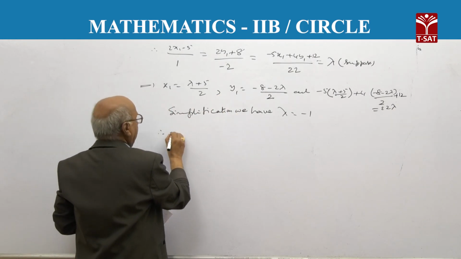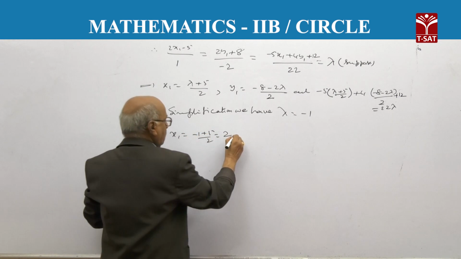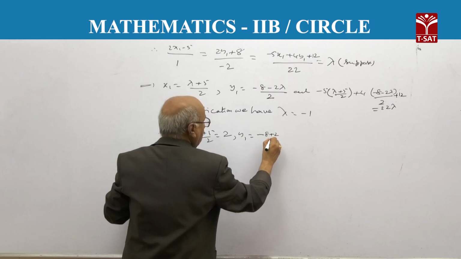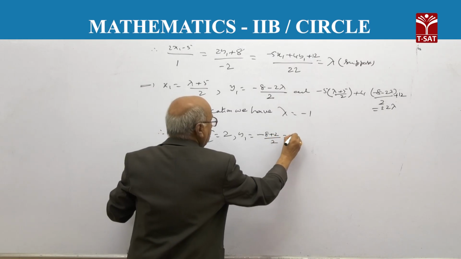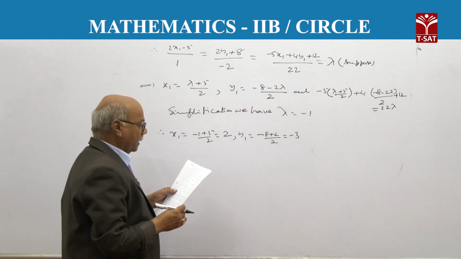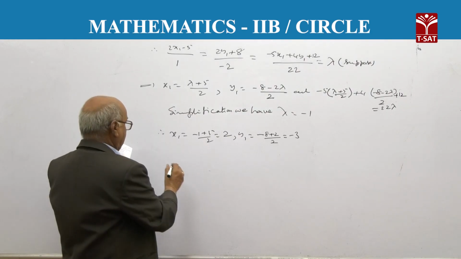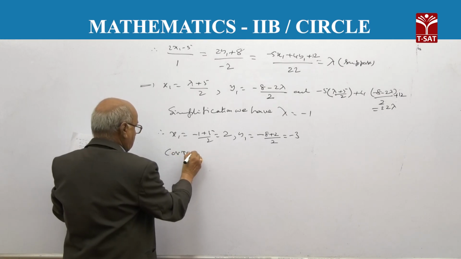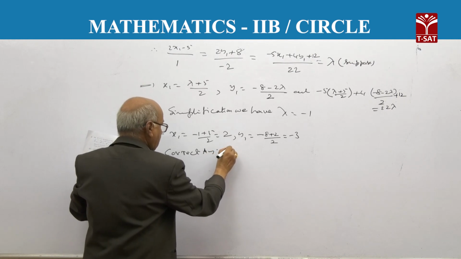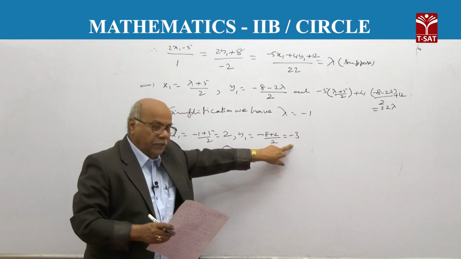So, therefore, x1 is equal to (minus 1 plus 5) by 2 which is equal to 2 and y1 is equal to (minus 8 plus 2) by 2 which is equal to minus 3. So, the correct option is option number 3, 2 comma minus 3. x1 is equal to 2, y1 is equal to minus 3.